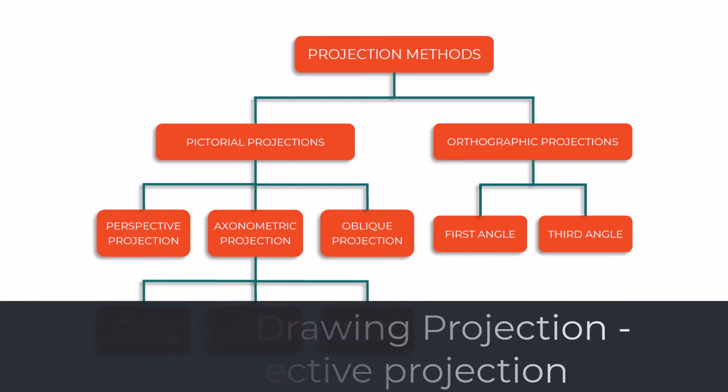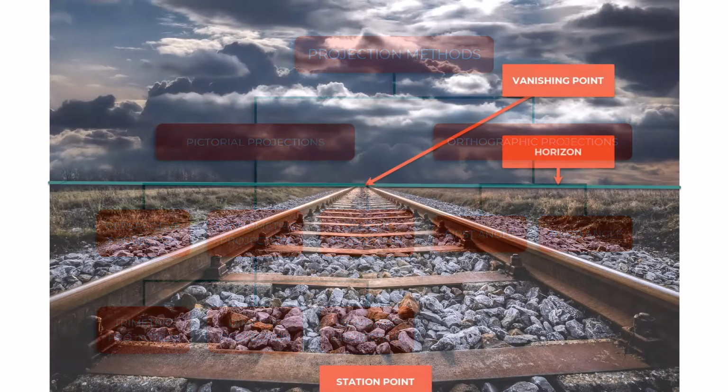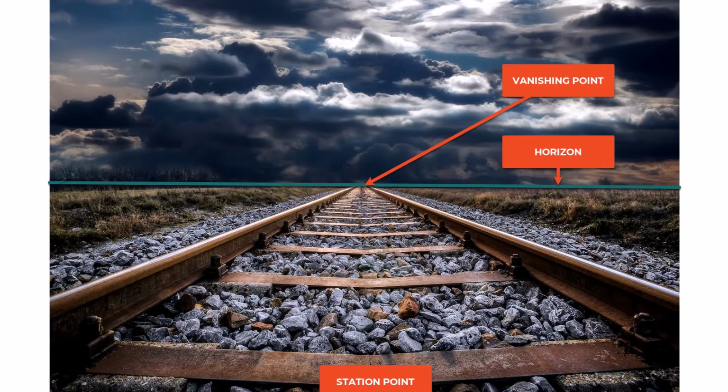Pictorial drawing projections. Perspective projection. The perspective projection represents the true view of any object. It represents the object in the same manner as the human eye would see it. As in real life, depending on the station point, i.e., the eye, and the object's position in regard to the horizon, we can see that object appears to converge in one point, the vanishing point, and we can see one, two, or three sides of an observed object.